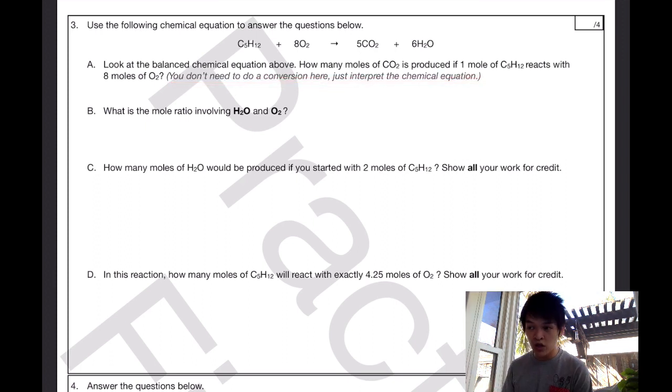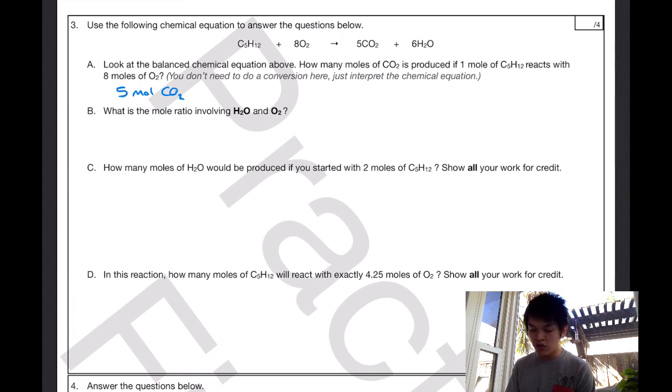So the way we interpret this chemical equation is that there's 1 mole of C5H12 reacting with 8 moles of O2, and it's producing 5 moles of CO2 and 6 moles of H2O. Well, if we're starting with 1 mole of C5H12 and 8 moles of O2, how many moles of CO2 is produced? It's right here, 5 moles of CO2. Alright, and that's really how you interpret a balanced chemical equation. You can interpret in terms of moles.